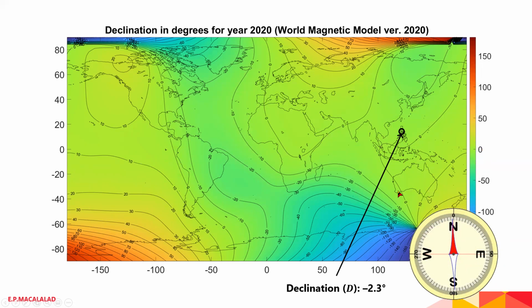Okay, so those are your magnetic components in a global perspective. Questions, please. None? Okay, sige.